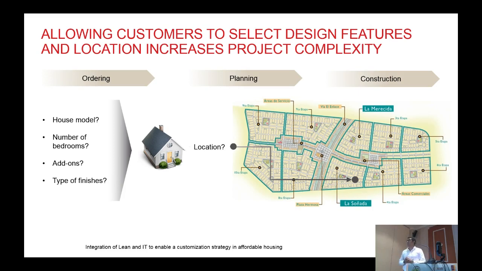So particularly in this case, the customer can choose the type of house. They can choose a number of rooms. They can choose some add-ons in the houses, like a balcony, for example. And then they can actually select the location, which is quite beneficial for low-income households. And as you can see, this is the site plan of the project. According to this information that is captured at the sales point, the developer has to start planning the construction phase and then the construction stage of the project.